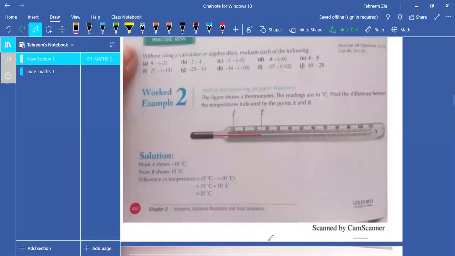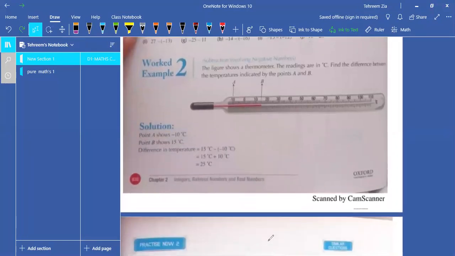Let's move to the next example. The temperature example is always very important. The figure shows a thermometer. The readings are in centigrades. Find the difference between the temperatures indicated by the points A and B.